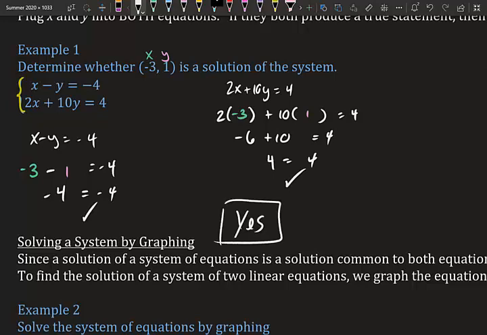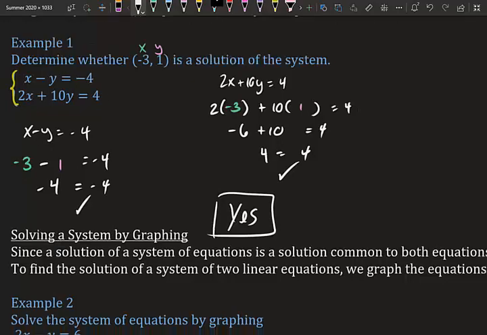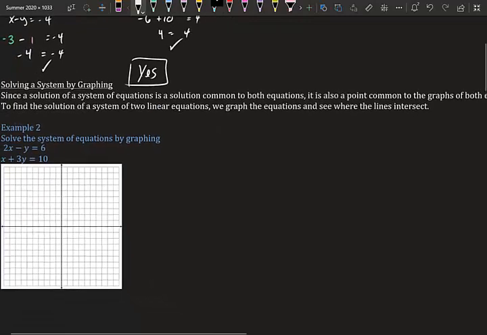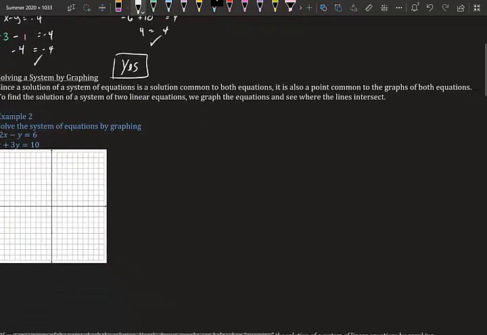That's actually where they cross. So if we were to graph these two equations, they would cross perfectly at negative 3, 1. Every time you find an x and a y, you're finding a solution or the solution. It just depends if it's a system or not. So we can solve systems 3 ways: graph, substitution method, and elimination method.